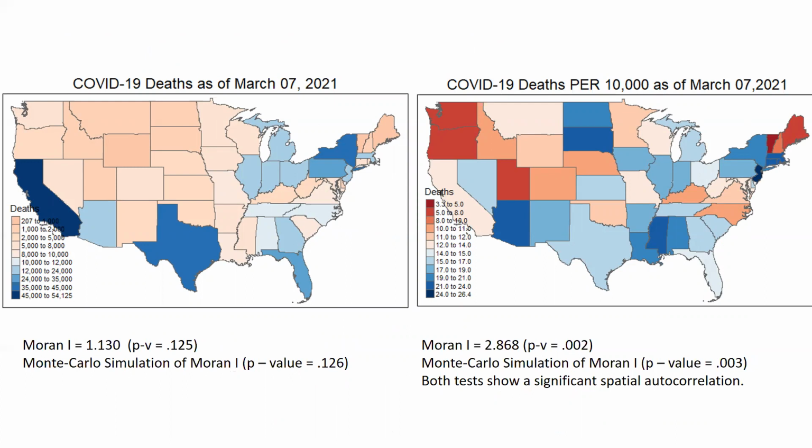Now, this is the map plot of the COVID-19 deaths per 10,000 population on the right, and just the death count on the left. Okay. The Moran's I test for the COVID-19 deaths per 10,000 was significant, with the test statistic of 2.868 and a p-value that is smaller than 5%, which indicates there is spatial autocorrelation present for the COVID-19 deaths per 10,000 population.